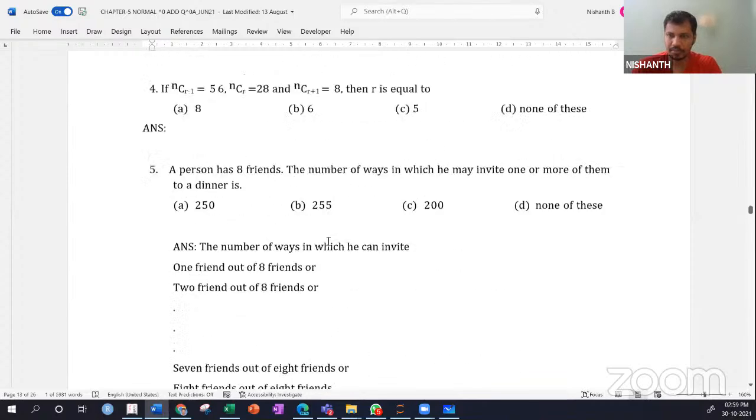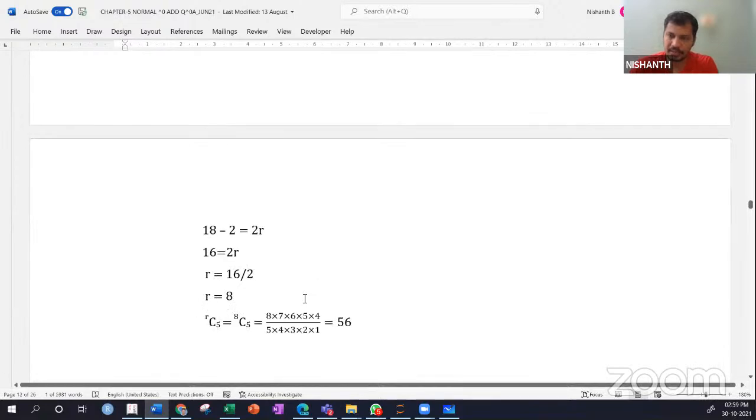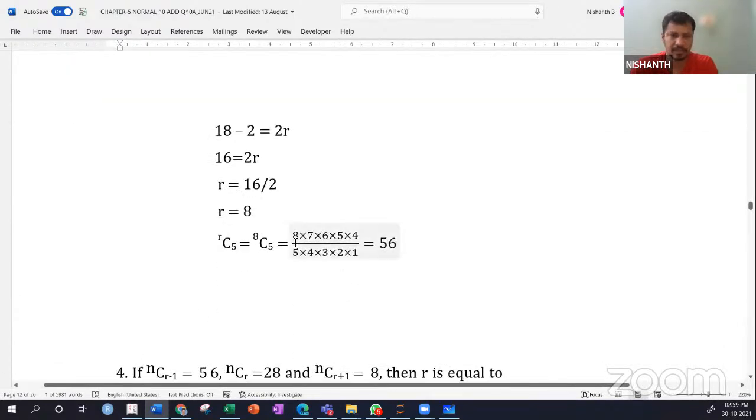And when you're doing these combinations, please be sure how you are doing this in one step in your calculator. I've seen many people do 8 into 7 into 6 into 5 into 4, divided by 5 into 4 into 3 into 2 into. This is how they punch it in the calculator. If you do that, it is wrong.